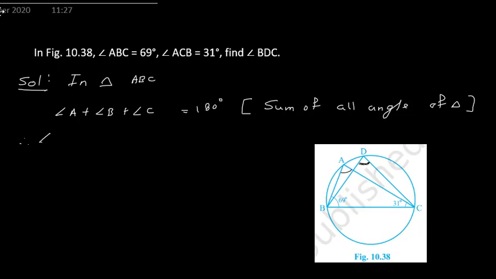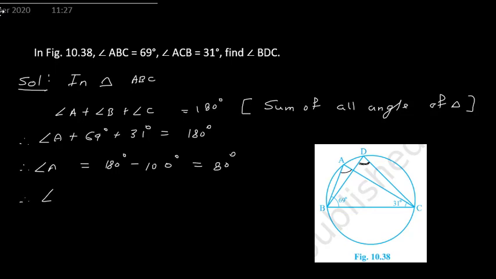Therefore angle A we don't know, plus angle B is 69 degree plus angle C is 31 degree is 180 degree. So this gives me the value of angle A is equal to 180 degree minus 69 plus 31. 9 plus 1 is 10, 0, and 6 plus 4 is 10. So I will get 80 degree. So value of angle A, that means angle BAC, is equal to 80 degree. I will consider this as equation 1.